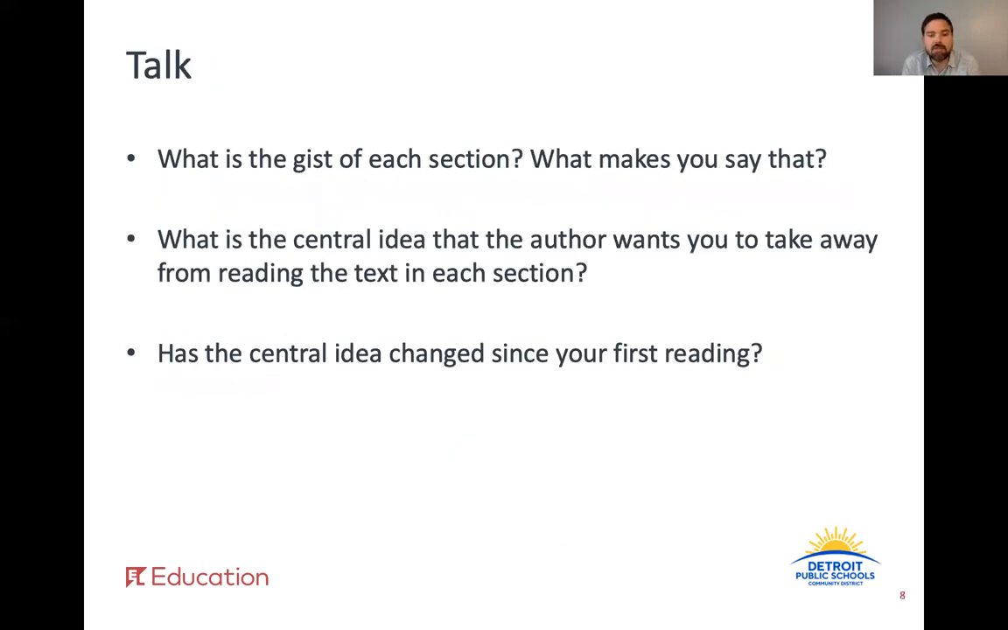Now it's time to have a discussion with your family member, caregiver, or friend. Remember, the gist is what the text is mostly about. So what is the gist of each section? What makes you say that? What is the central idea that the author wants you to take away from reading the text in each section? So now we're exploring just the central idea from those sections, not the entire article, but just those small sections. Has the central idea changed since your first reading? Think about how it connects to the entire article. Go ahead and pause the video here while you discuss these.